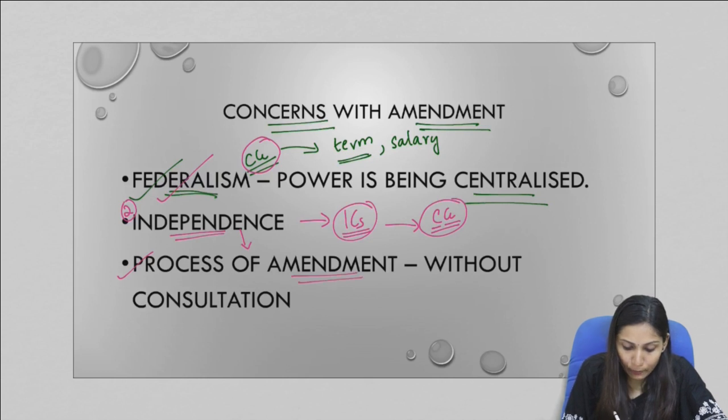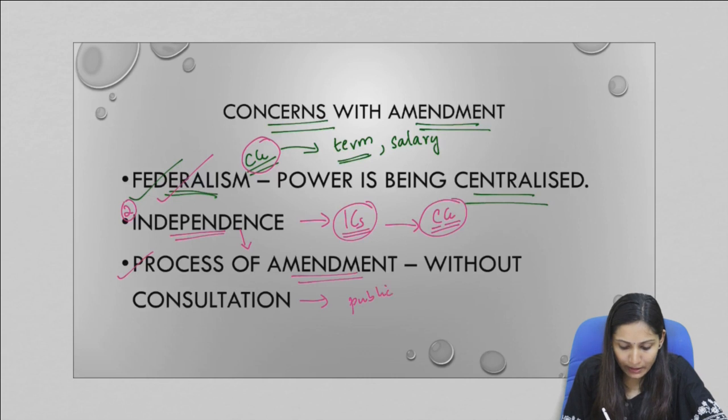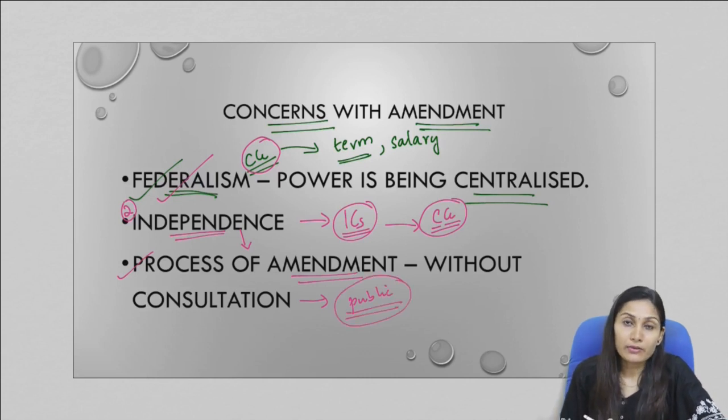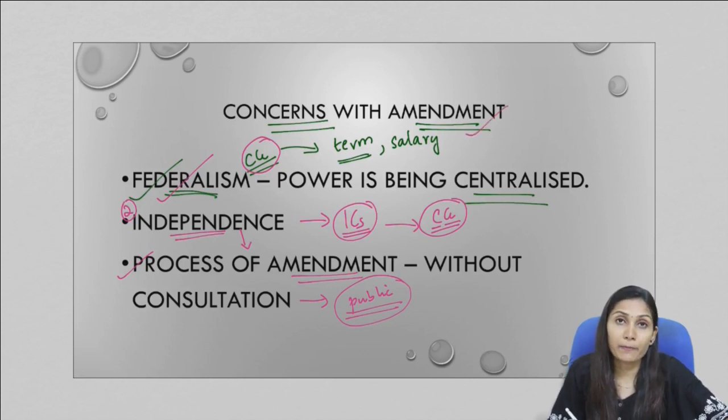Now the third one: the process of amendment itself is a question, because this amendment has been proposed without much consultation or without taking into consideration public opinion. So the process of amendment itself is a concern here. These are the concerns associated with the recent amendment proposed by the central government to the RTI Act of 2005.